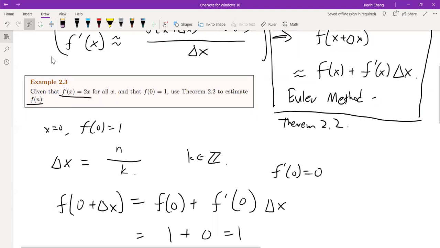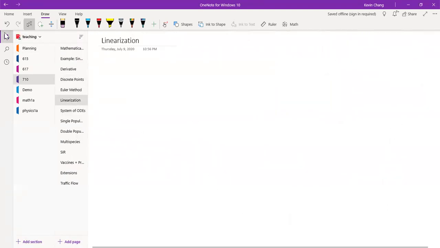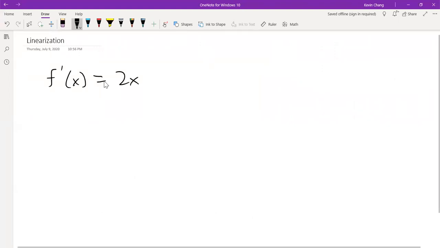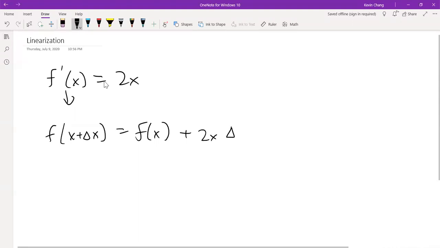So let's move on. We don't have too much time, but I'm going to talk quickly about this concept known as linearization. We don't always have an example. In this previous case, we had f prime of x equal to 2x. These are all pretty linear terms. If we convert this to our expression from before, using Euler Method, we have that f of x plus delta x is going to be equal to f of x plus f prime of x, which is 2x, so 2x times delta x.